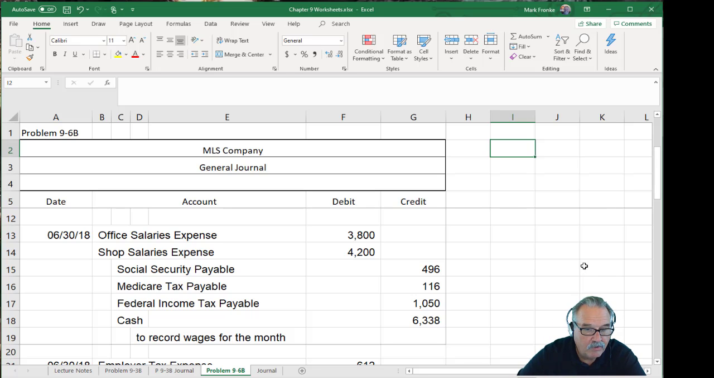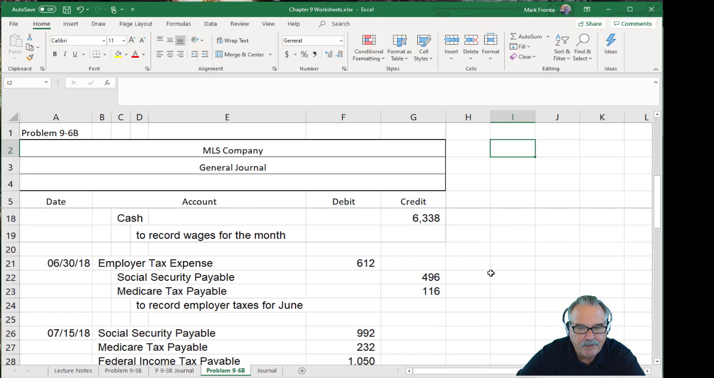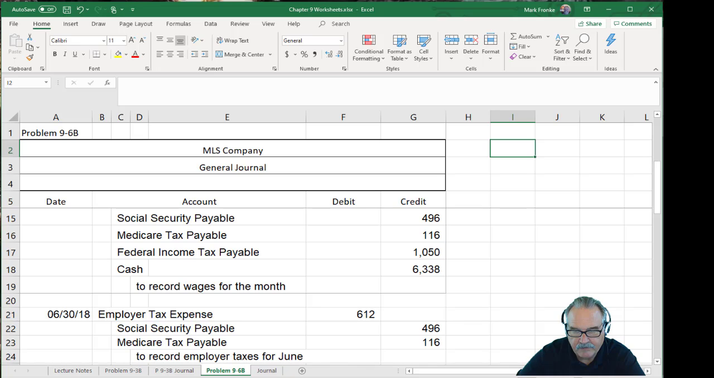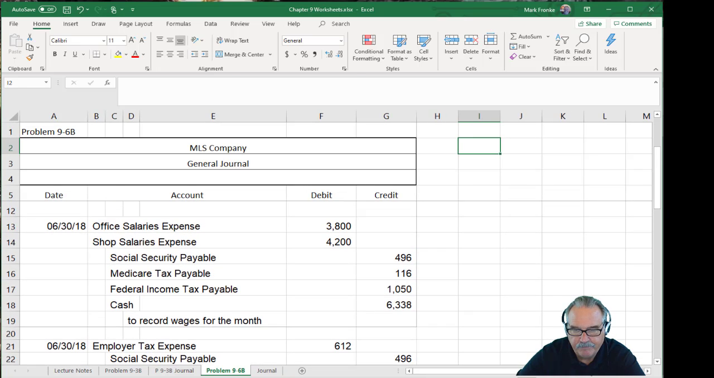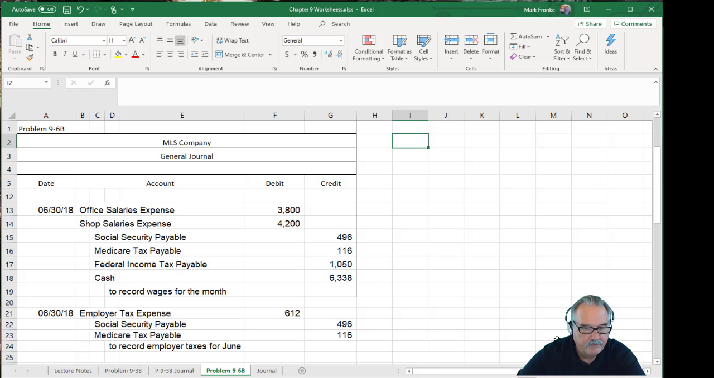And then we'll have to do the employer portion. And the employer portion of that exact payroll was, let me make this a little smaller so we can look at them both at the same time. There it is. So we only have Social Security and Medicare in this particular situation, and we're recording the employer tax expense of $612. But you can see the Social Security is just a matched tax. Whatever the employees pay, the employers pay. So that's always going to be.